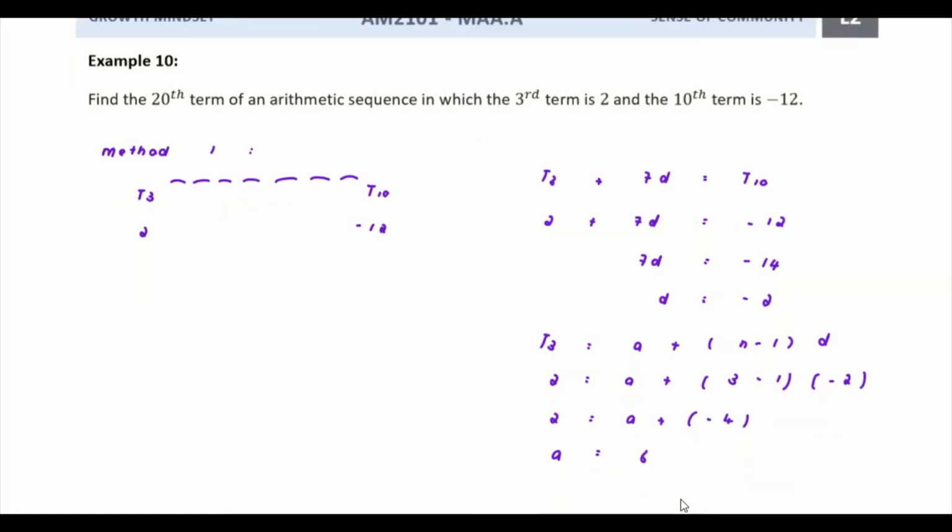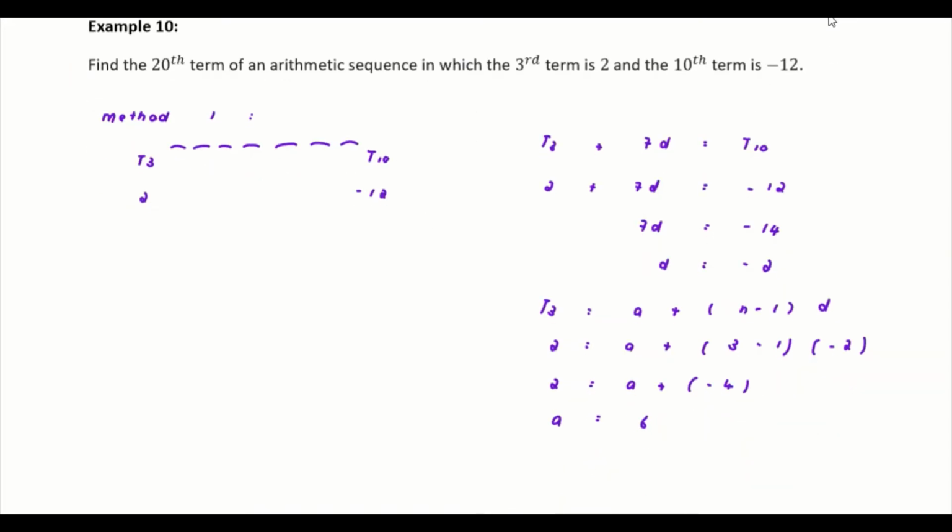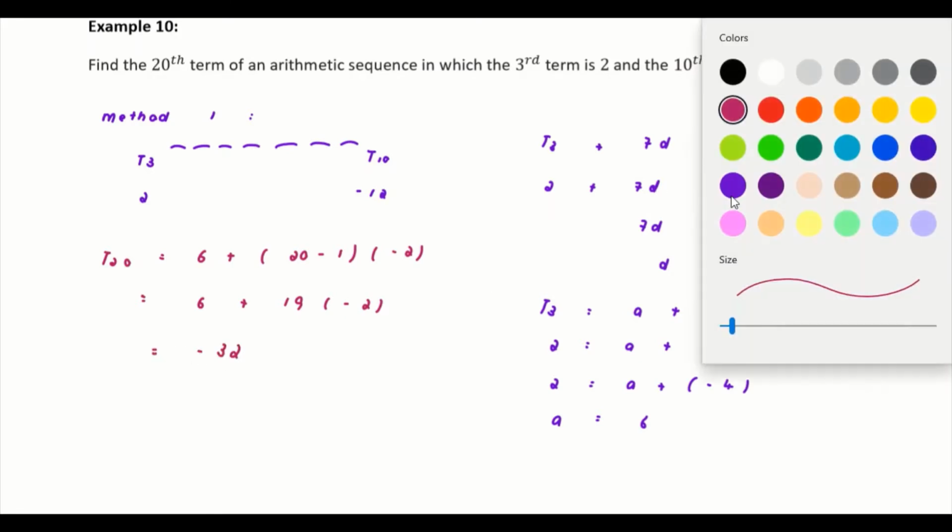Okay, so after we got this, now you can actually find out what's your T20. Sorry, I should actually start from here, but it doesn't matter. So T20 will be equal to A plus n minus 1 D, right? So A is 6 plus 20 minus 1, and the common difference is negative 2. So you can just expand it, then we get 6 plus 19 times negative 2, and that gives us negative 32. Okay, so this is method 1.